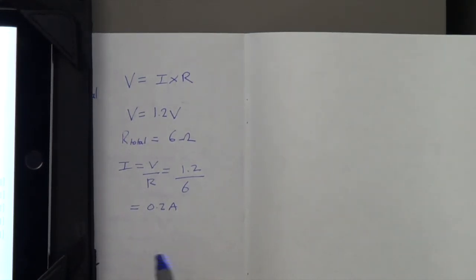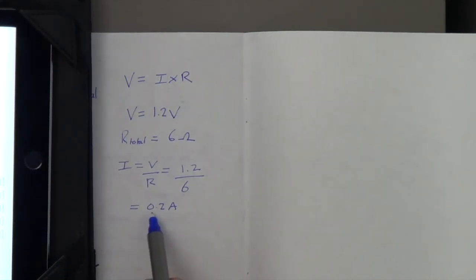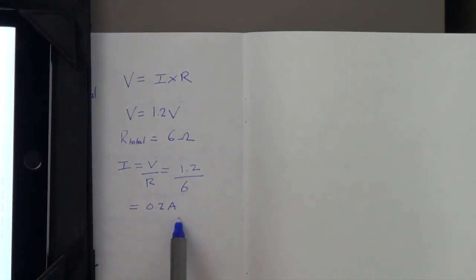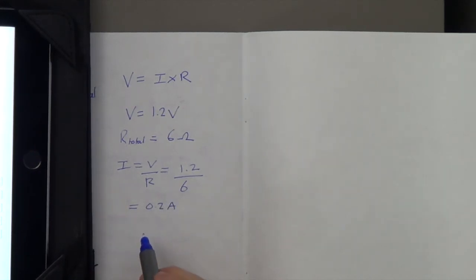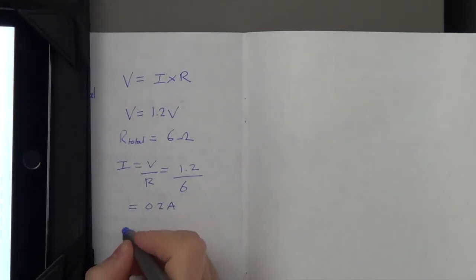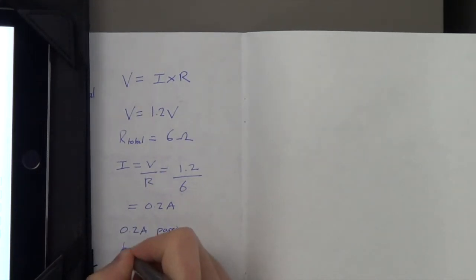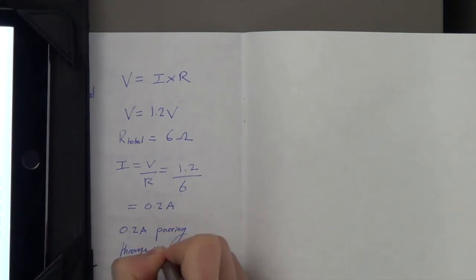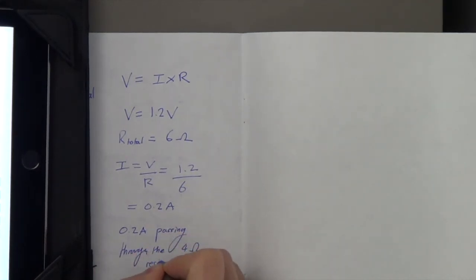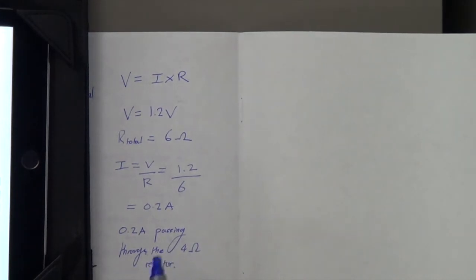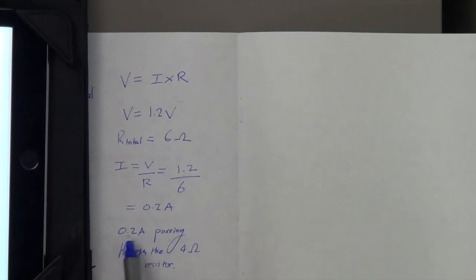Next question, calculate the current flowing in the 4 ohm resistance. Now we know that 0.2 amps is passing through the cell, and it's a series circuit. That means current is going to be the same throughout the series circuit. So it's asking us the current flowing through the 4 ohm resistor. It's also 0.2 amps. It doesn't matter if it was the 4 ohm resistor or 2 ohm resistor, because it's in series, it's going to be the same current.